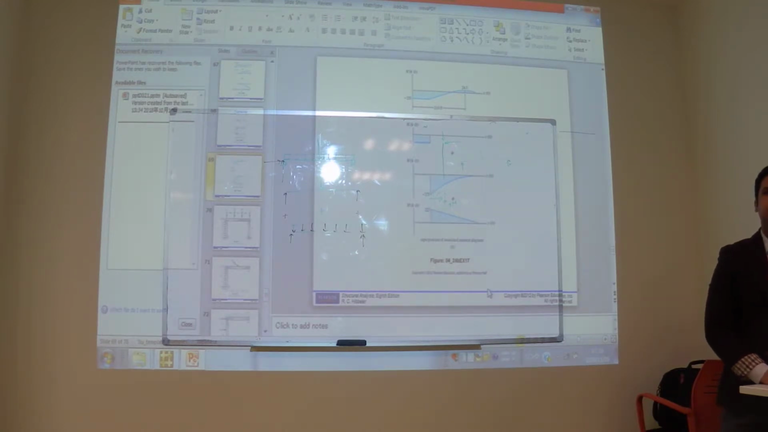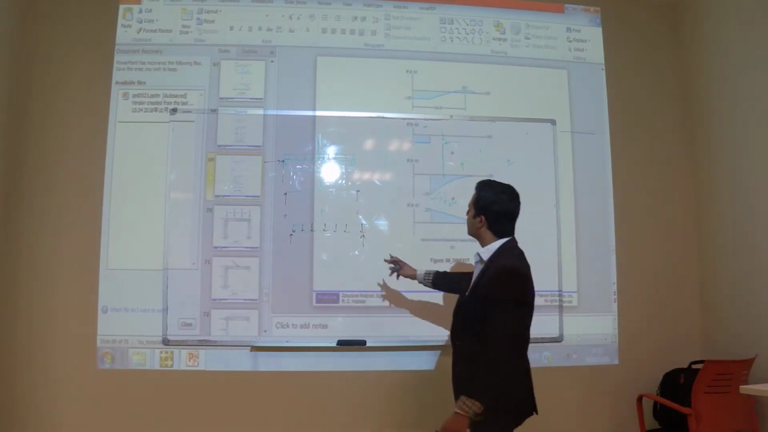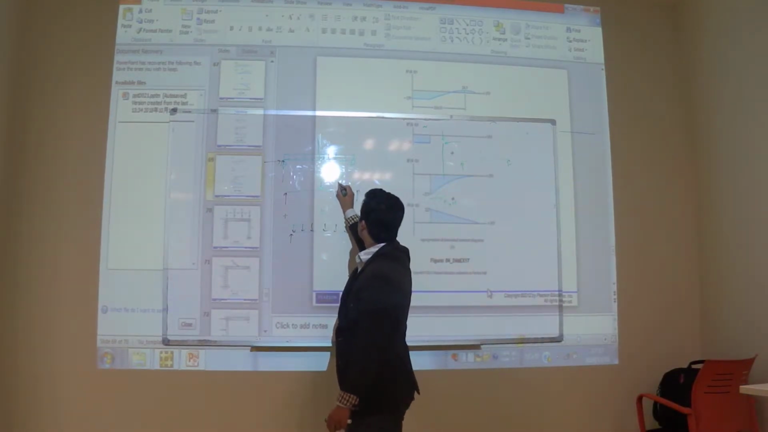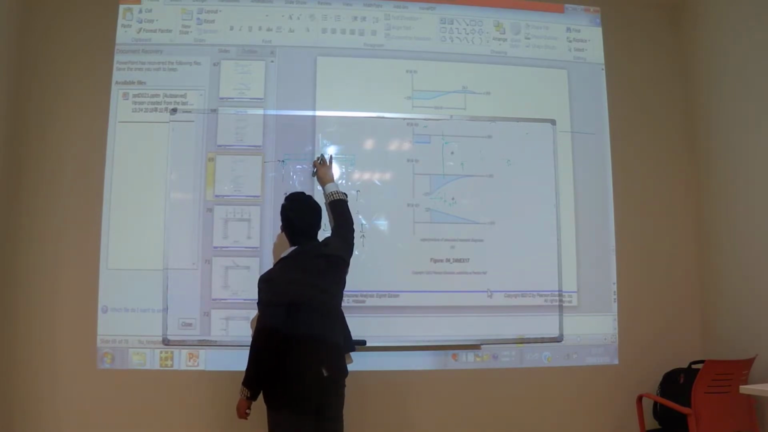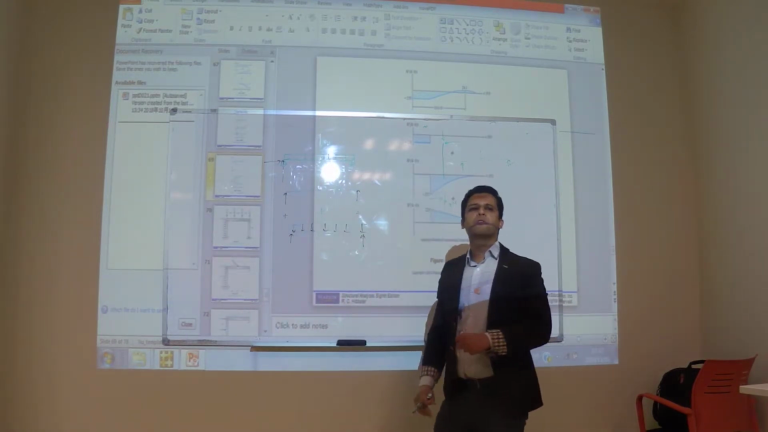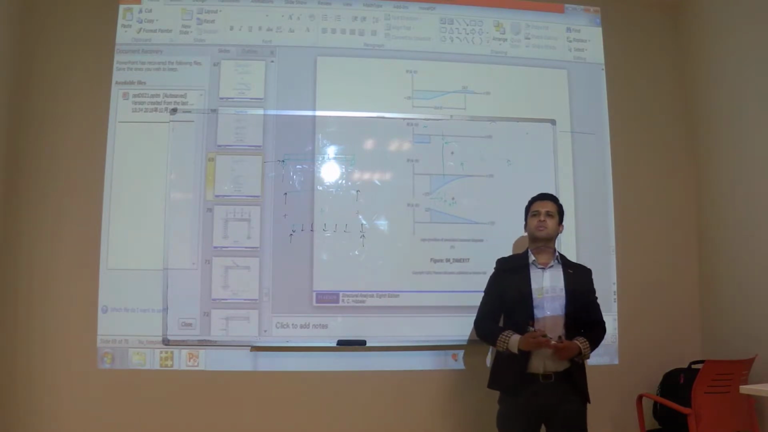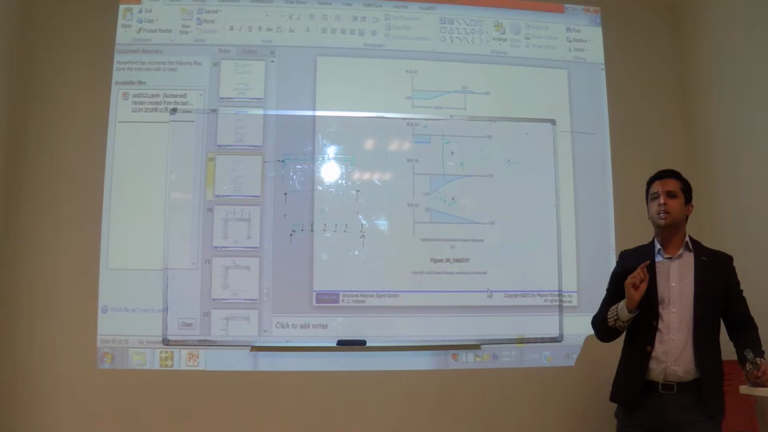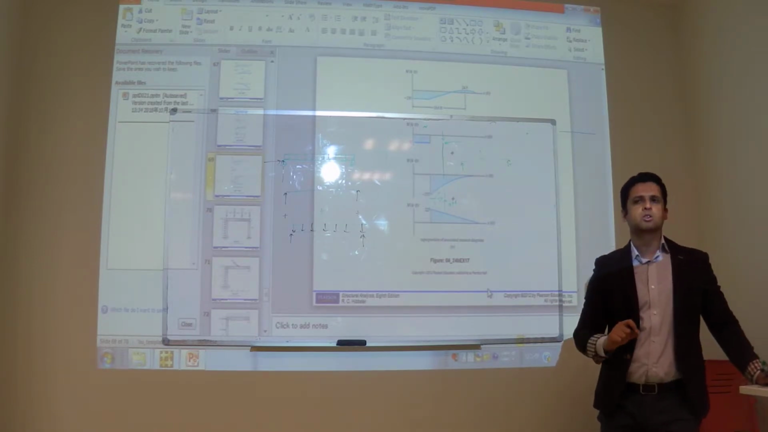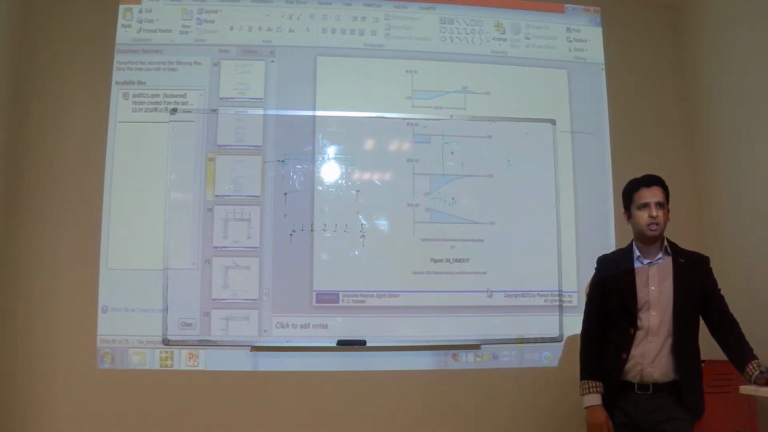Yes? What if the point load is in a different position? You mean the load is here? Yeah, exactly. No problem, the bending moment will be perfectly the same. But for that, your material should be elastic and it should follow Hooke's law. That is the main condition.